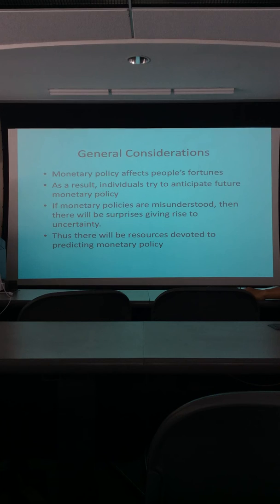Okay, here we go. So, what are the general considerations that go into the design of a rule? The first one is to recognize that monetary policy affects people's fortunes. If monetary policy didn't matter, then we'd just be wasting time. But because people are affected by monetary policy, they're going to try to anticipate what monetary policy will do.